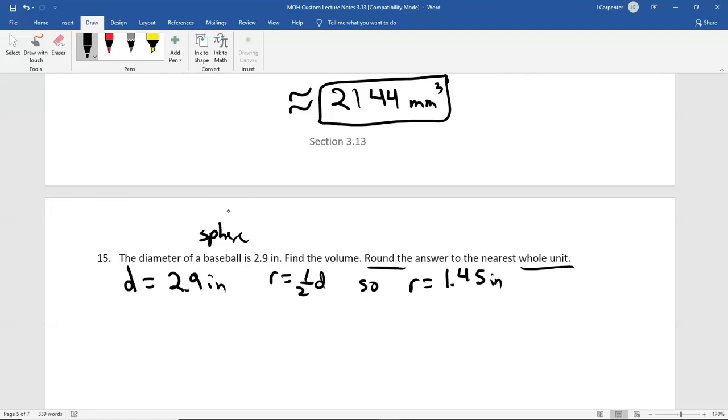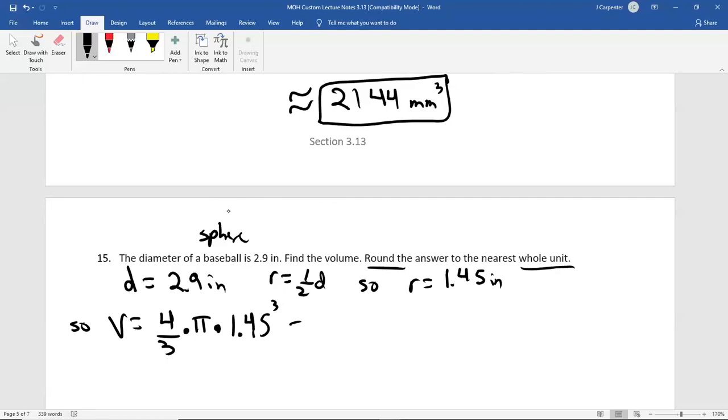That's in inches. So our volume, we just used this formula, so I'm not going to scroll back again. It's 4/3 pi r cubed. So that's 4/3 times pi times 1.45 cubed. Make sure your dots and your decimals are clear and understandable to you.